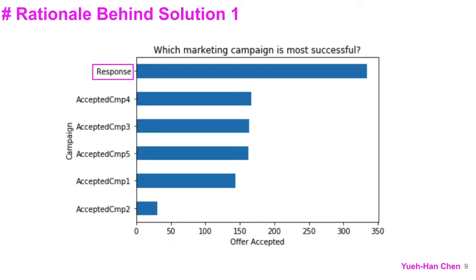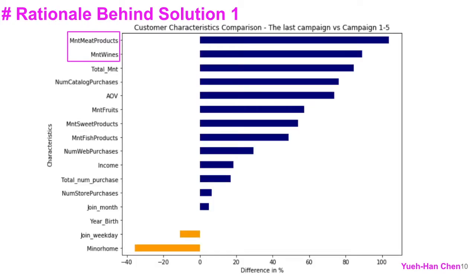Let's first look at the rationale behind solution 1. From this graph, we can see that the last campaign performed nearly twice as well as the previous campaigns. I also plotted the differences in the customers' characteristics and purchase behaviors between the last campaign and all the other previous campaigns. And as we can see here, in terms of product categories, the customers in the last campaign spent nearly 2 times more money on meat products and wines compared to the customers in the previous campaigns.